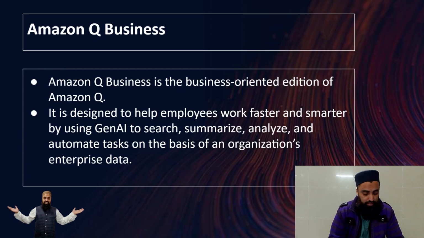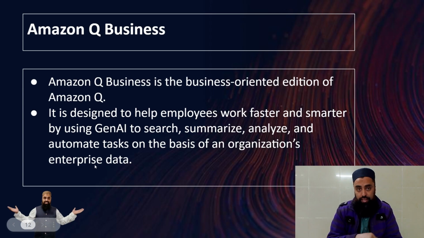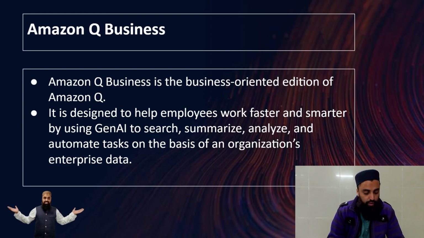Now, Amazon Q Business, for business guys. Amazon Q Business is the business oriented edition of Amazon Q. If you have business related questions or queries that you want to get answered, you can use Amazon Q Business. It is designed to help employees work faster and smarter by using Gen AI to search, summarize, analyze, and automate tasks on the basis of an organization's enterprise data. So we can use Amazon Gen AI services with Amazon Q Business to search, summarize, and analyze the data from a business perspective, and also automate business tasks.